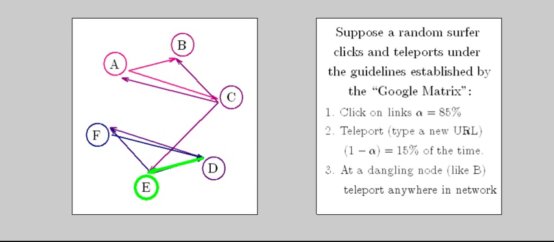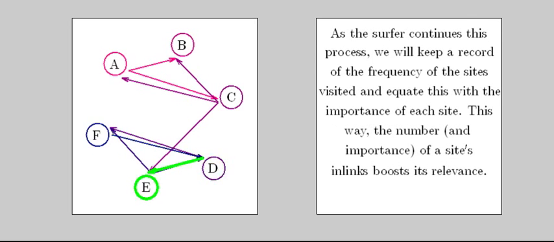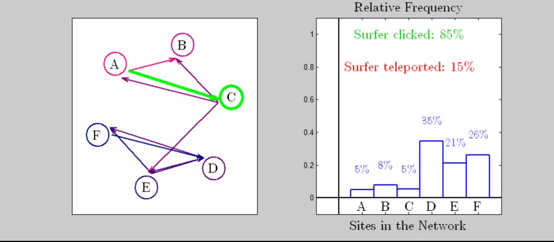Under these assumptions, the random surfer clicks and clicks and clicks and teleports, and we want to measure how much time, relatively speaking, the random surfer spends at each site. So we're going to keep track of that. We're going to divide by the number of clicks in order for this to be a relative measure. And this will boost those sites that have a lot of inlinks, and not just a lot of inlinks, but powerful inlinks or significant inlinks. So who are the heavy hitters linking to?